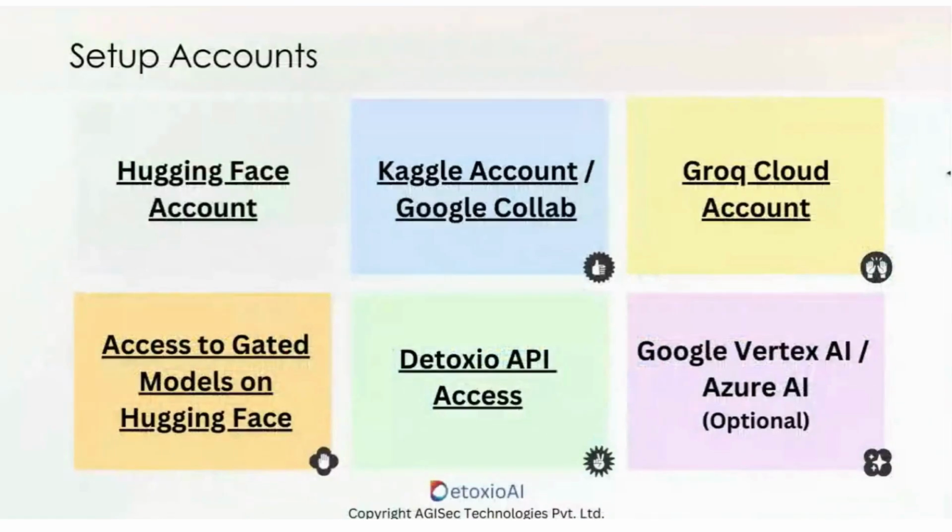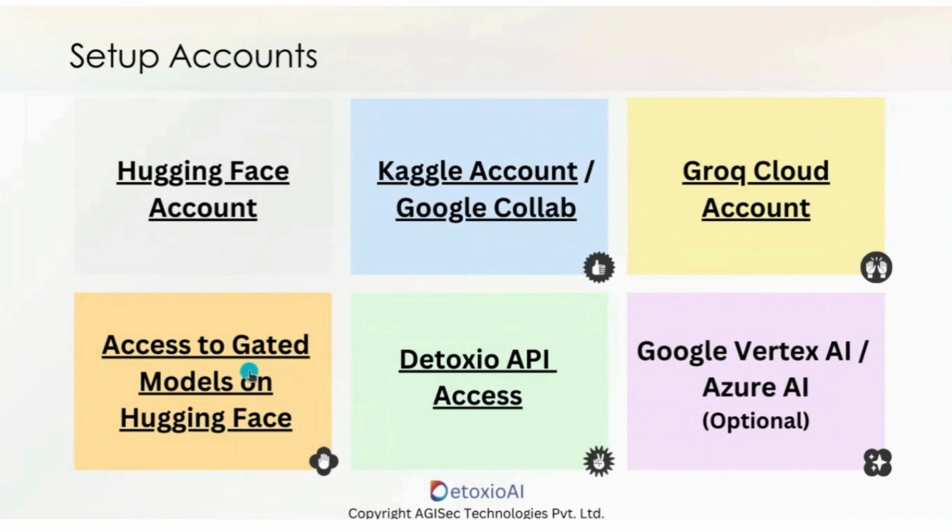So let's get started. The first thing you need to do is set up your Hugging Face account. Then we will see how to set up a Kaggle account and do some configuration so that you can access GPU to try out and run your own models. You can also have an account on Groq Cloud, where you'll get some of the bigger LLM models hosted online to try them out.